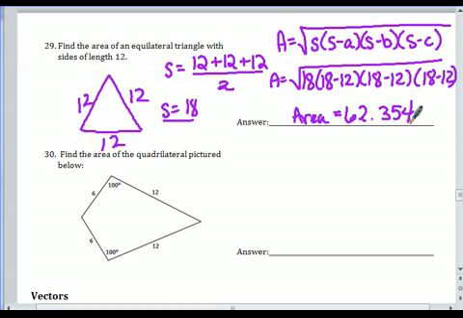All right, question number 30. Find the area of the quadrilateral that's pictured below. Now, the area formulas that we have on our foldable only work for triangles, but I can easily make two triangles here by dividing the quadrilateral like that. I don't want to cut the quadrilateral through the angles that we know. Keep those angles there because we need them to find the area of the triangles.